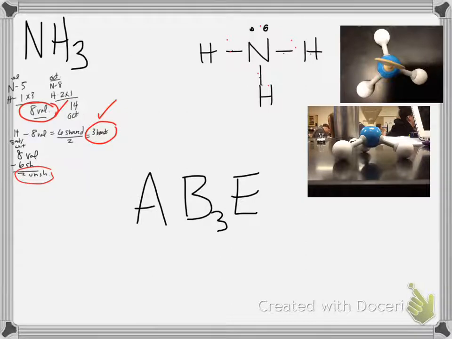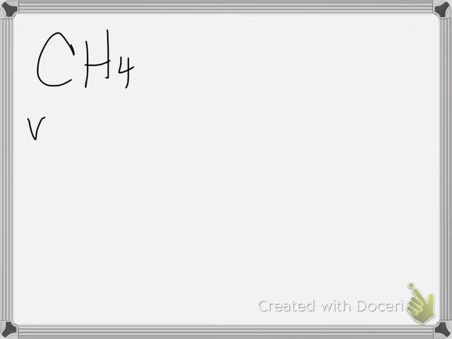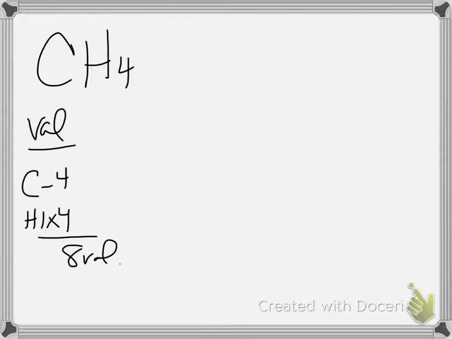Okay, let's do a nonconformer. We've got CH4. How many valence electrons should we end up with? Carbon has 4. Hydrogen has 1 times 4. So we have a total of 8 valence.